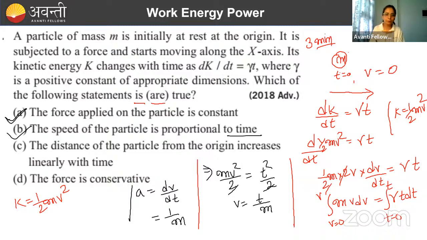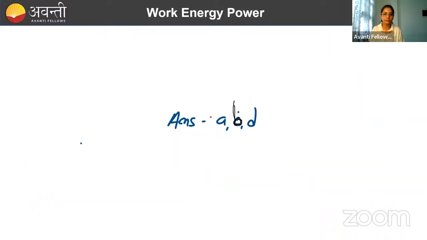Now we will also check C, but let's check D first. So whether the force is conservative or not. How to find out, how to see whether the force given is conservative or not. For that, let me, actually it will be B actually, not C.